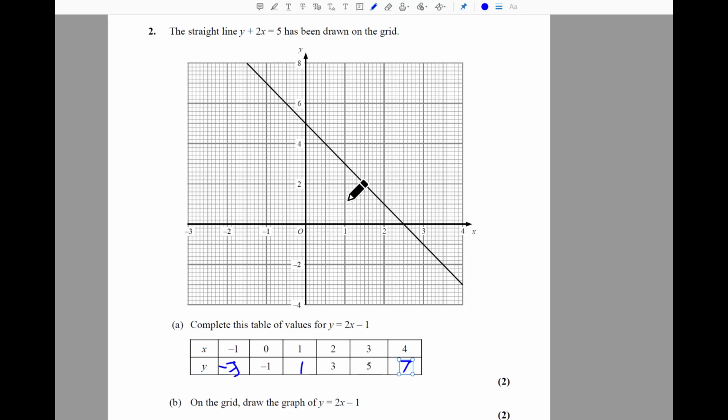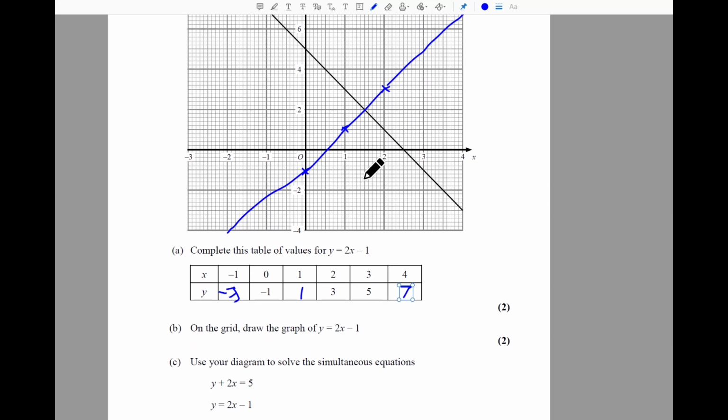Let's plot 1, 1. Be careful of the scale. Let's plot 2, 3. I always like to plot the y-intercept. Draw your straight line all across the page. Use a ruler. So we've done that part.